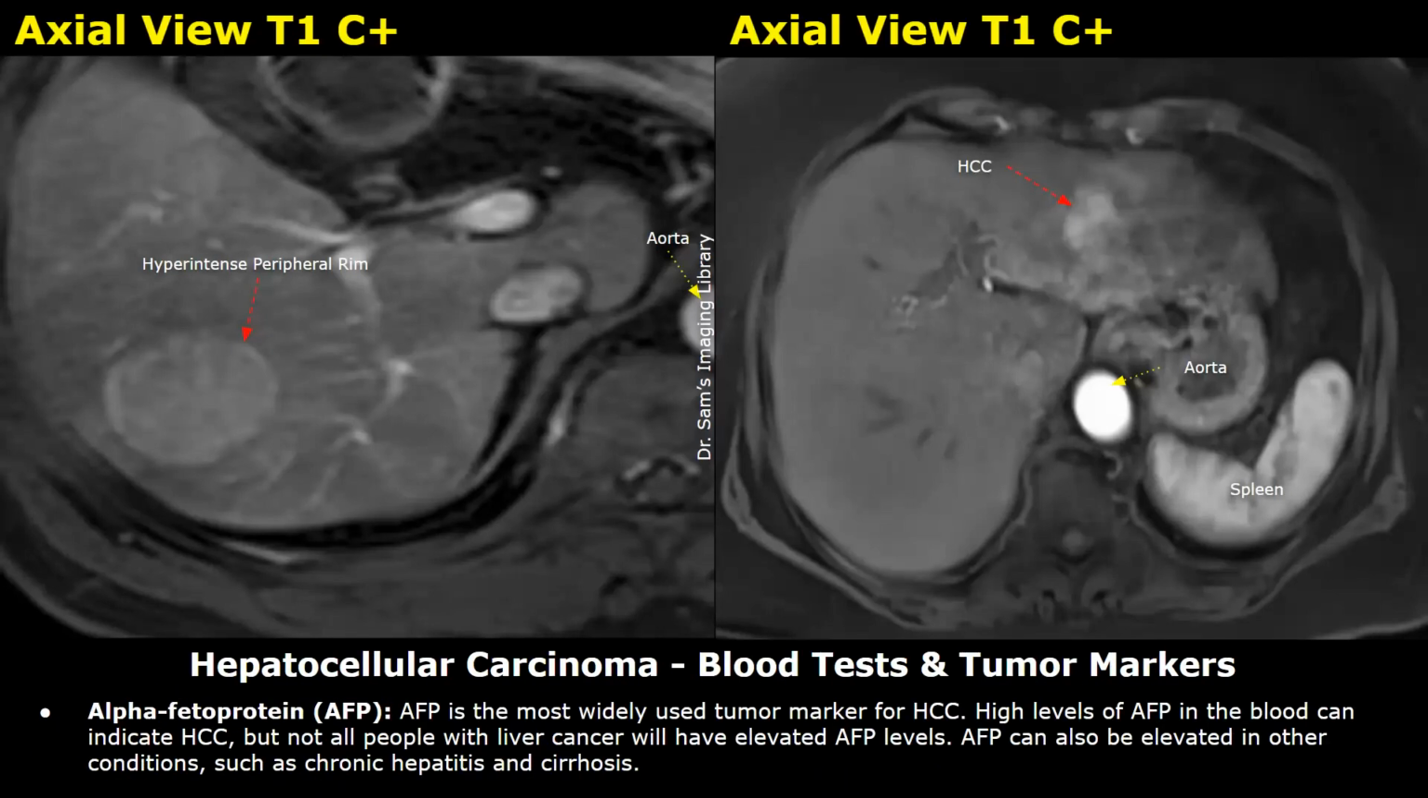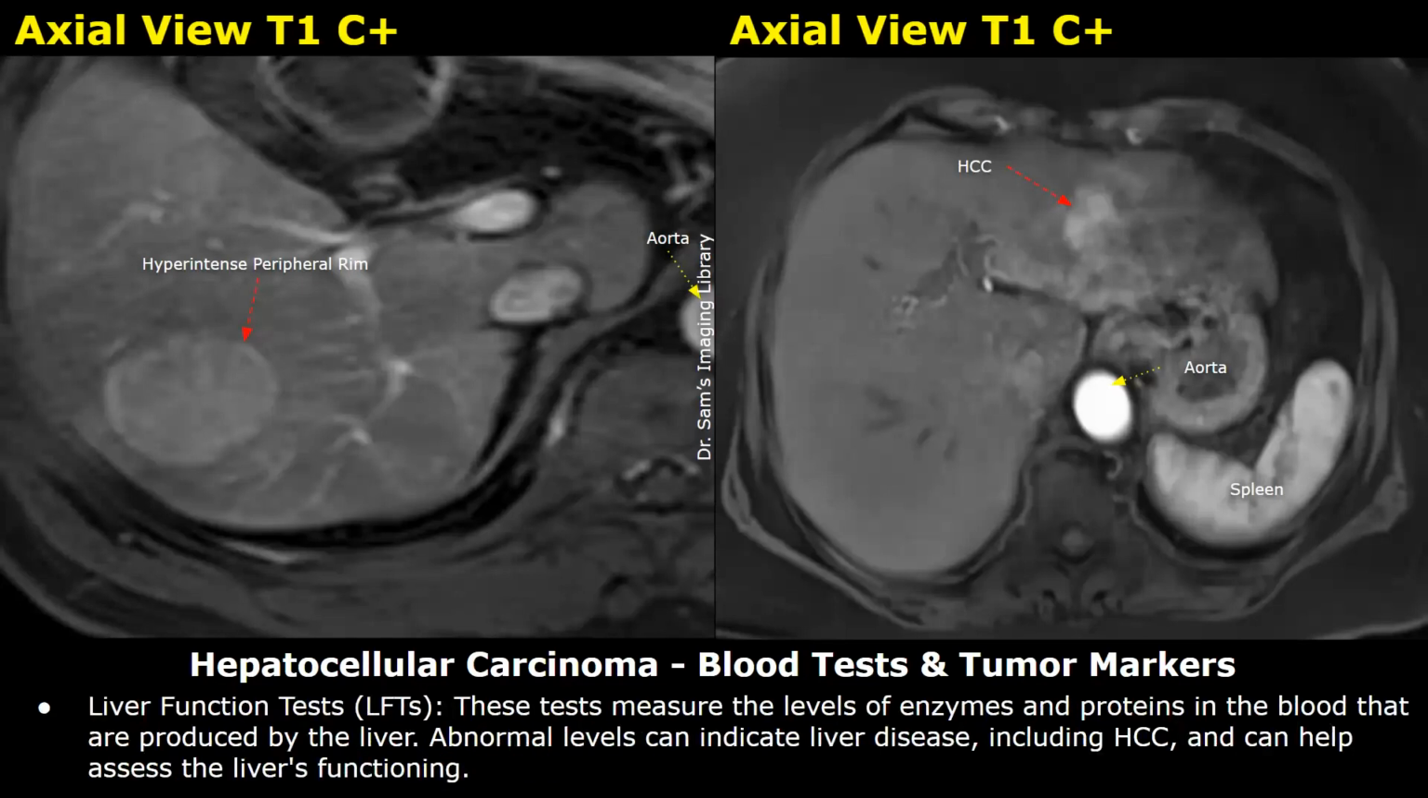Blood tests and tumor markers for hepatocellular carcinoma include alpha-fetoprotein, AFP. It is the most widely used tumor marker for HCC. Usually the AFP levels are elevated, but it does not happen in every case of hepatocellular carcinoma. The liver function test can also be abnormal in a hepatocellular carcinoma patient. Elevated levels can indicate HCC.